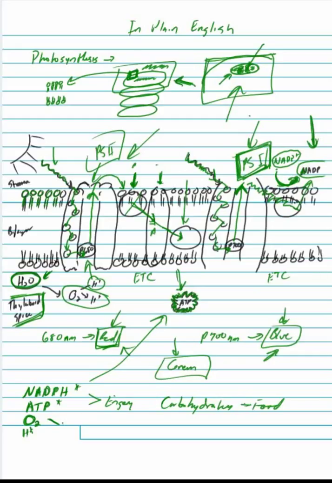Next video we'll talk about the Calvin cycle, which is happening at the same time and uses these products to create energy. So that's the first part of photosynthesis in a nutshell.